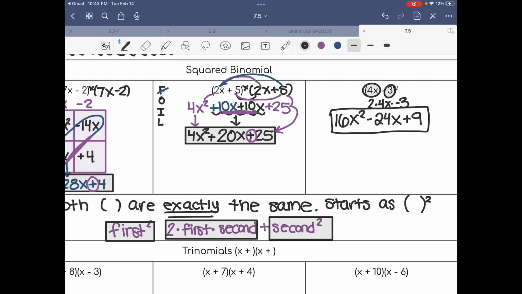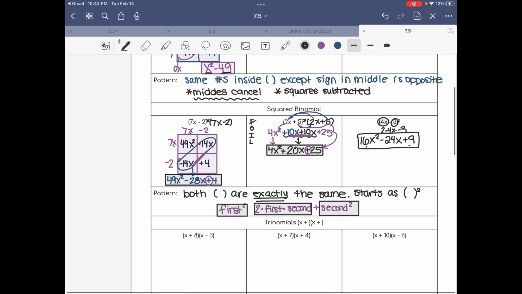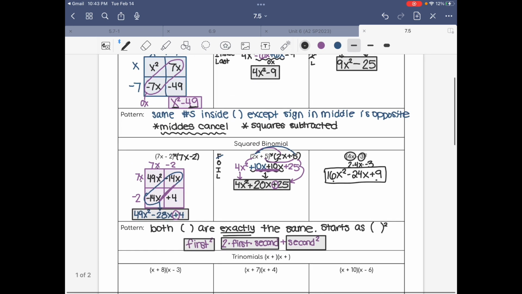You'll notice that this one and the last one, you squared the first two here and here. But on conjugates, there was no number in the middle. And on this one, you just multiplied them together and doubled that number.